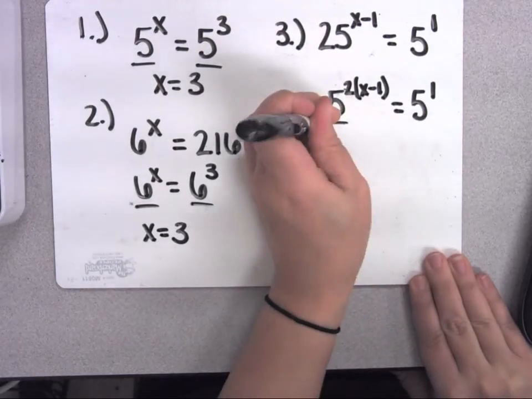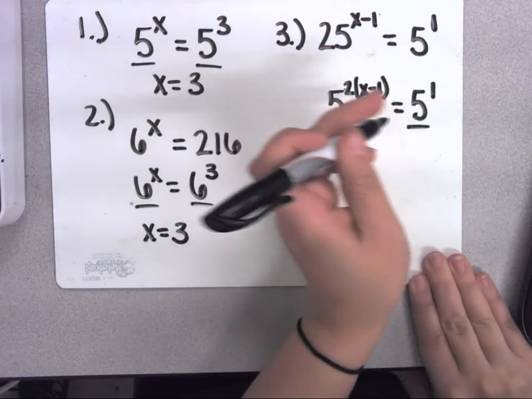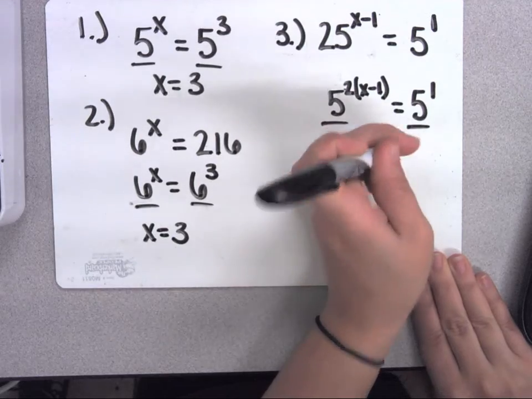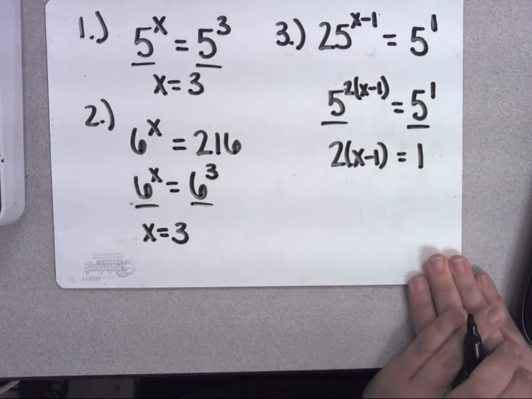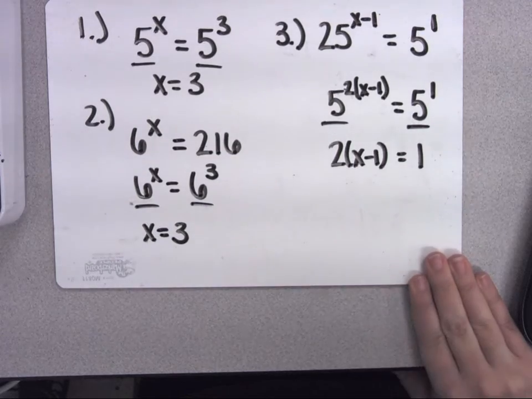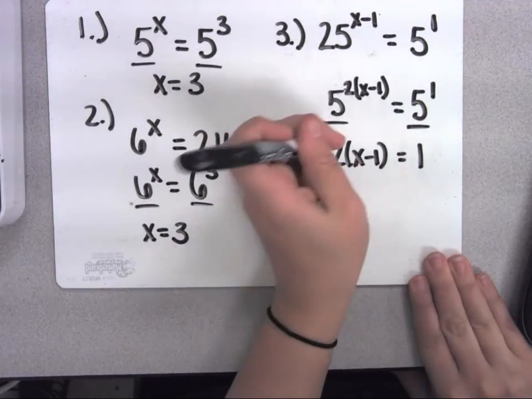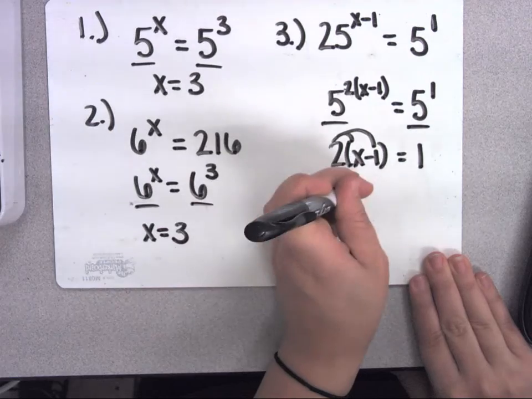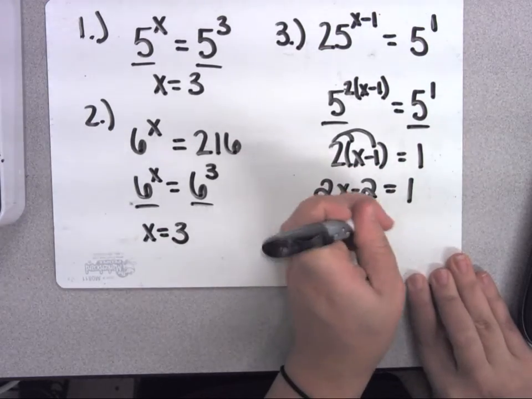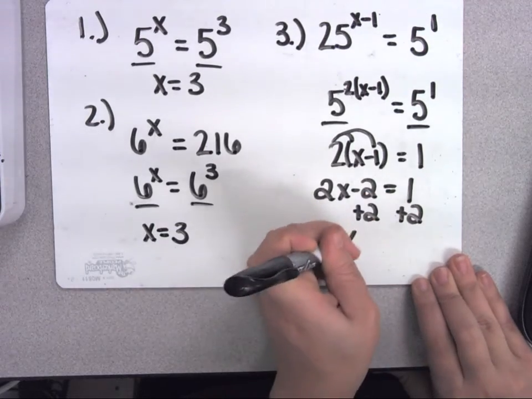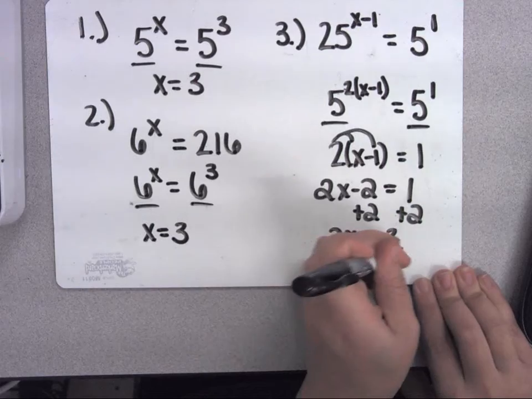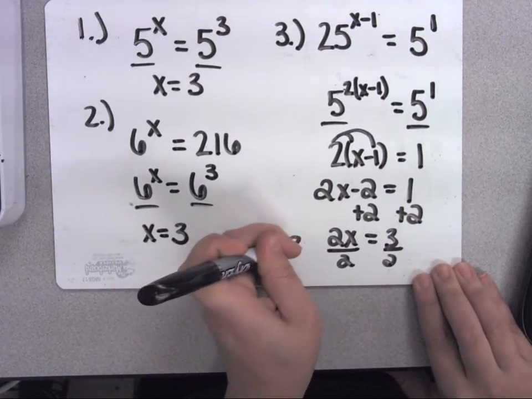Then, are your bases the same? Cancel them out. Only write your exponents. So 2 parentheses x minus 1 equals 1. Now you are left with a linear equation. Can you solve this? What do you do first to slowly get x by itself? You can distribute, sure. 2x minus 2 equals 1 now. Plus 2. 2x equals 3. Now what? Divide by 2. You get x equals 3 over 2.